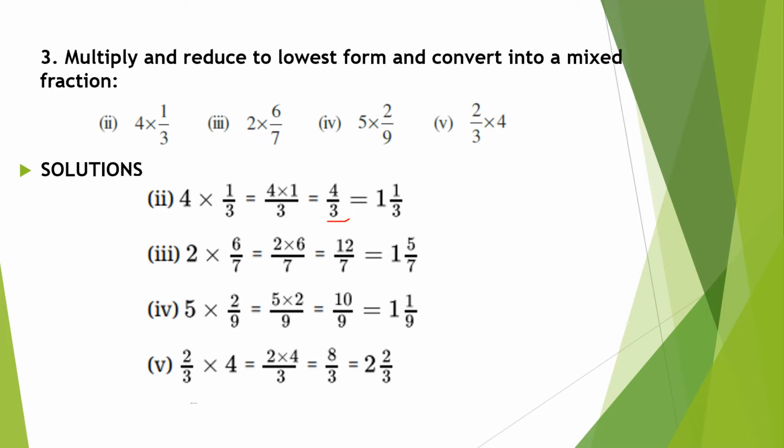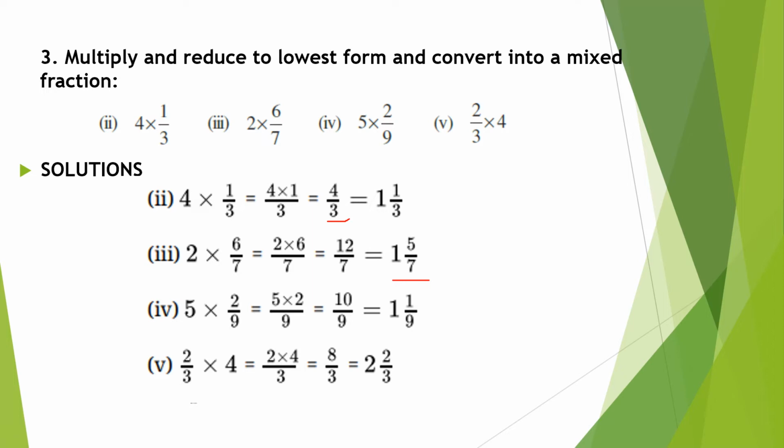Second question, 2 is a whole number multiplied by the fraction 6 by 7. So the rule is multiply the whole number with the numerator and put the same denominator, which gives 2 into 6 upon 7. That is equal to 12 upon 7, which is the lowest form. It is an improper fraction, so we can convert it into a mixed fraction. So we get the answer as 1 integer 5 by 7.